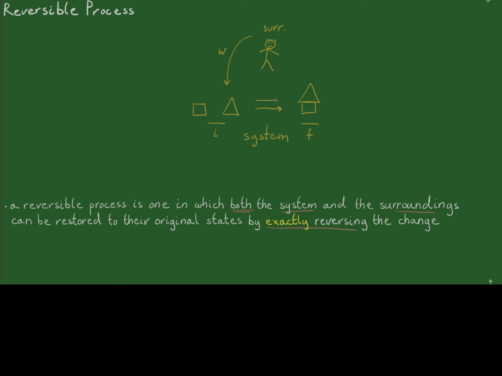Now you could argue, but surely I can do some work on the final state and go back to the initial state. And so this should be a reversible process. Let's look at the definition. Have I exactly reversed the change? You can say yes, I have. Have I restored the system? Yes, we have gone from initial to final and then from final to initial. Have I restored the surroundings? Well, no, I have not.